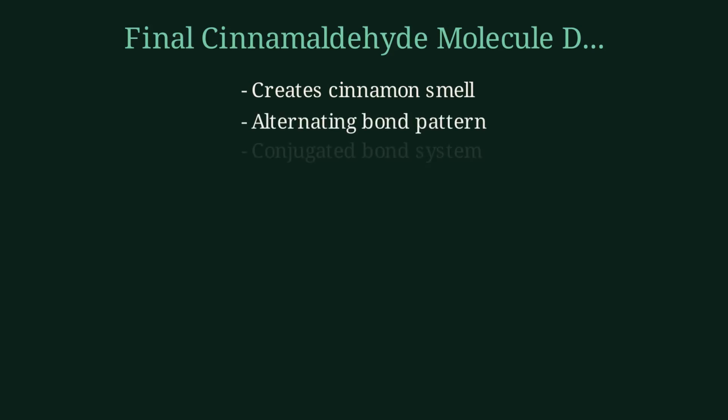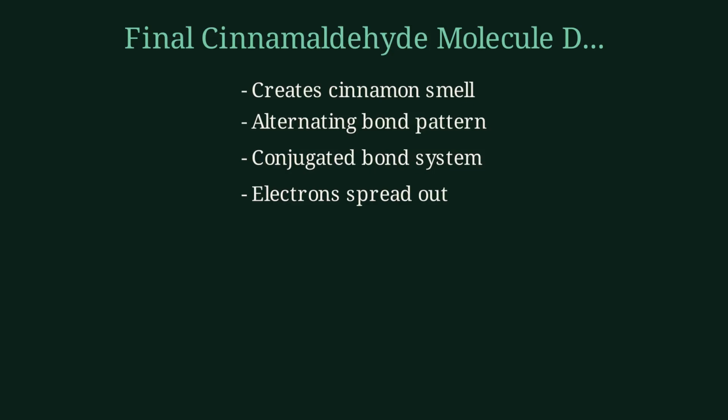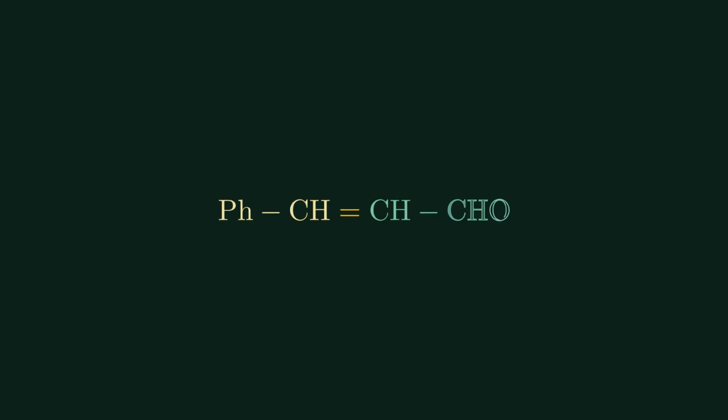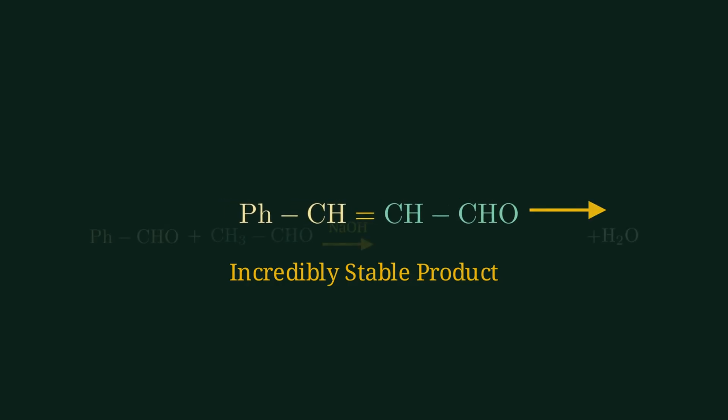Notice the pattern of the bonds. A double bond, then a single bond, then another double bond. This is what chemists call a conjugated system. The electrons are no longer stuck in one place. They are delocalized, spread out across the chain. This makes the final product incredibly stable, and it's actually the driving force that pulls the entire reaction forward.